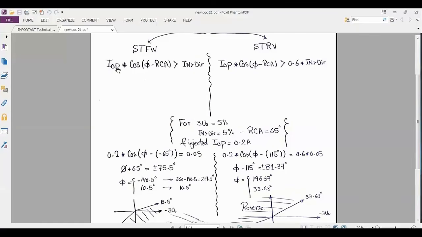So with the change of the current, the forward and reverse angles will change, meaning the angles related to the current values from the forward current.